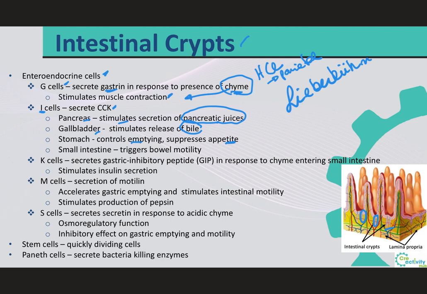Lastly, CCK also triggers bowel motility, which, as we know, contributes to muscle contraction that moves food along through your intestines to continue this digestive process. Next, we have what we call the K cells, which secrete the gastric inhibitory peptide in response to chyme that's entering the small intestine.